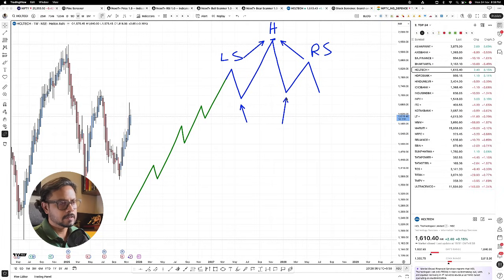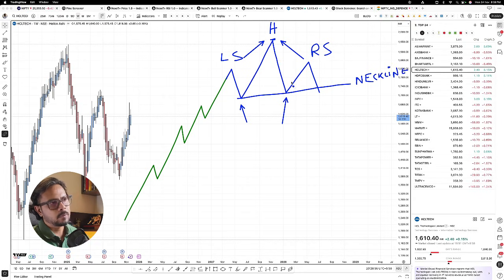These 2 points, if you join them with a line like this, is called the neckline. Neckline. N-E-C-K. If you want me to write it down, neckline.